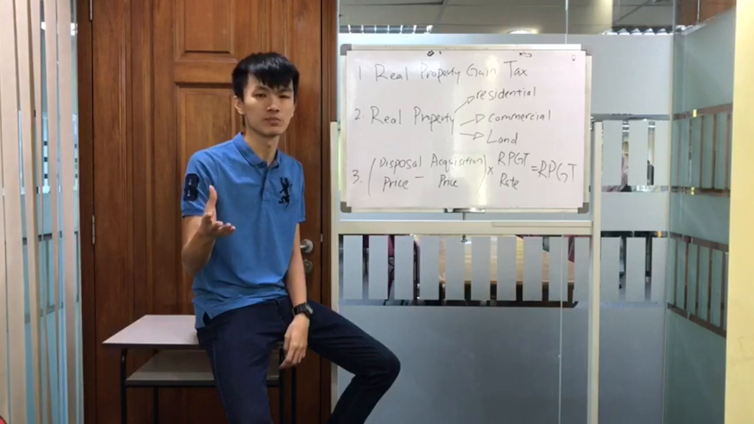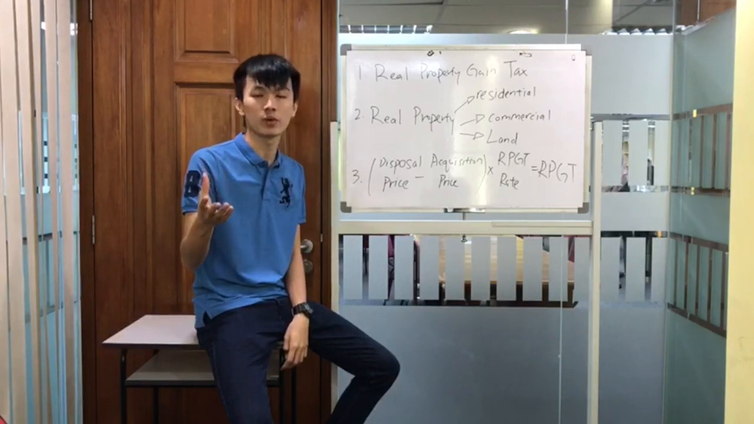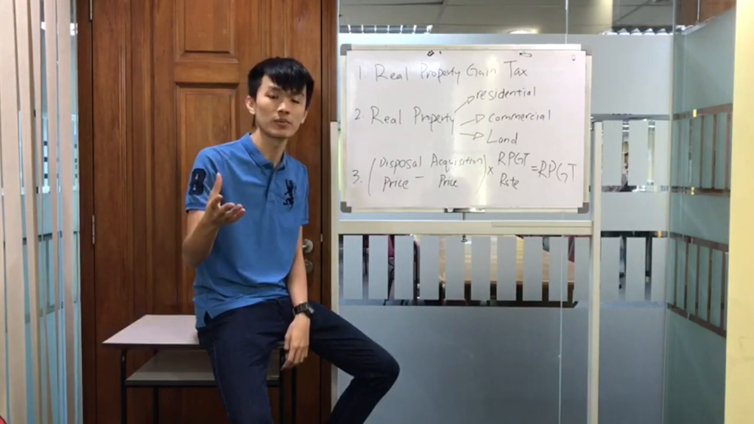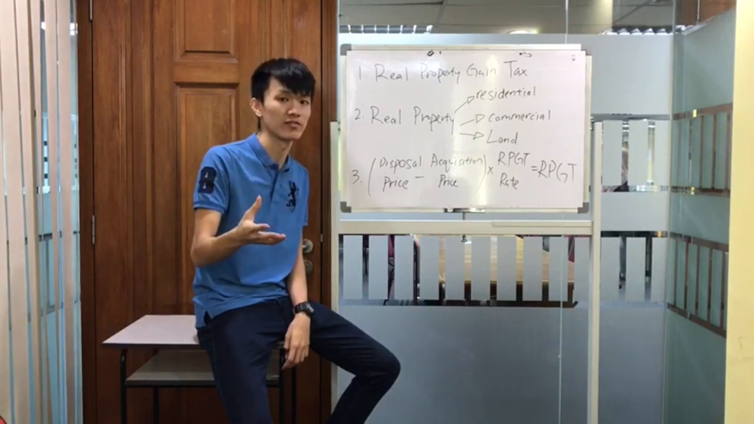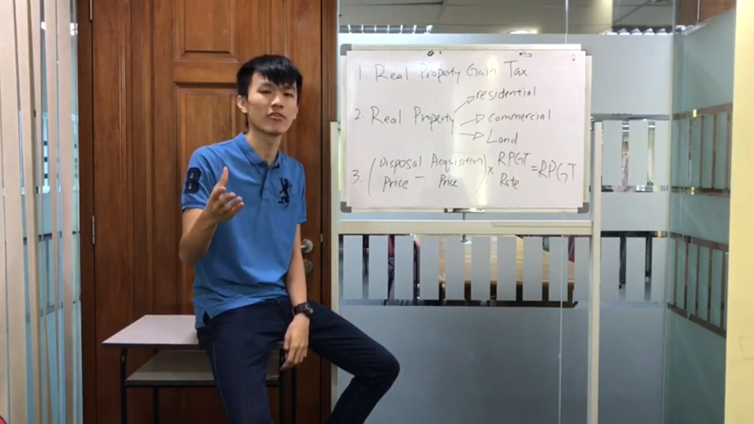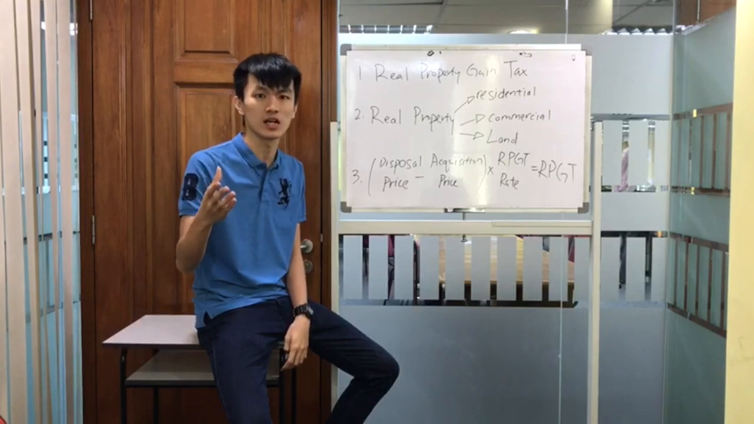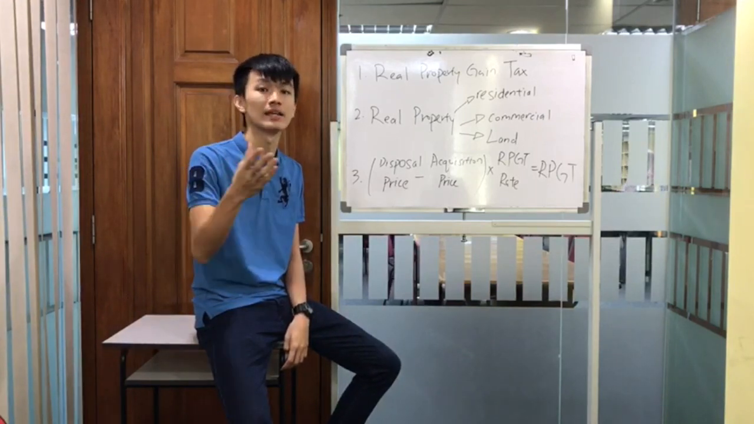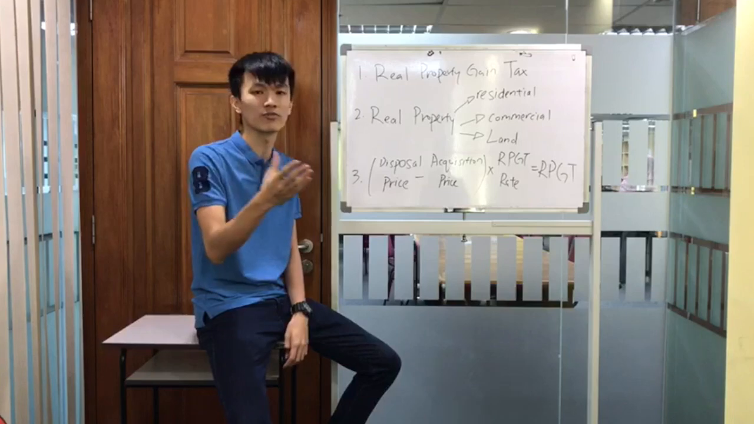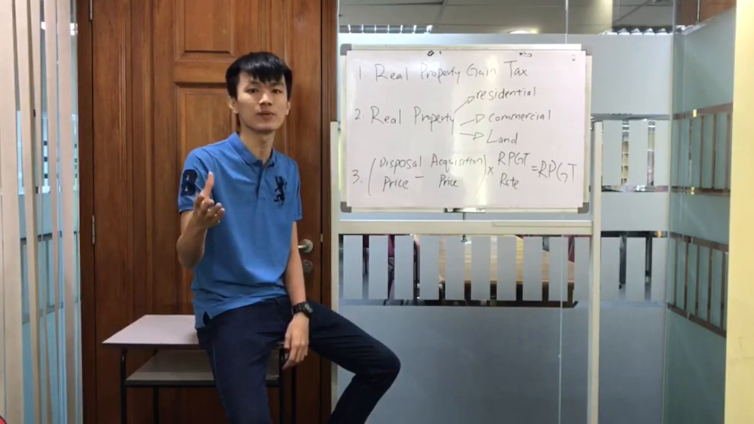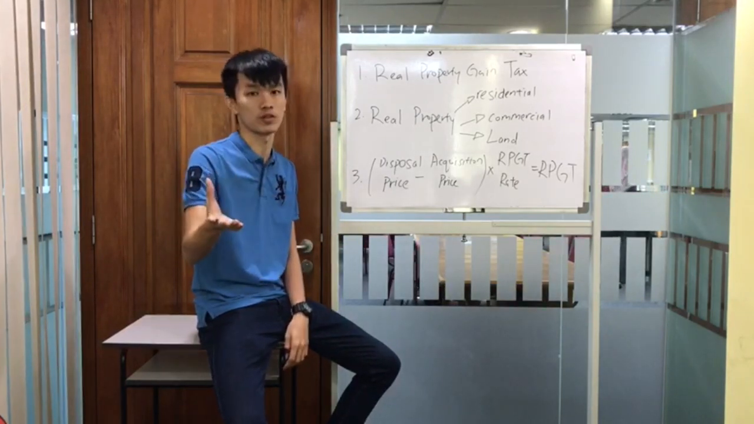So why do we need RBGT? This is very simple because many property investors are flipping property for a huge profit. That's why the government wants to control these speculations by imposing RBGT on them. So when they have to pay tax, they won't simply flip property for profit.